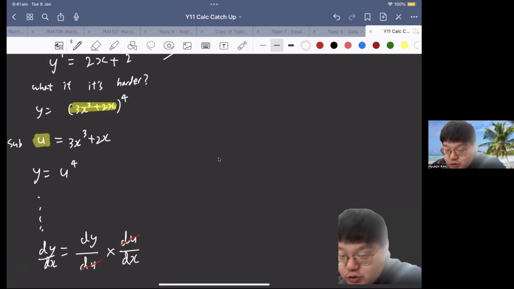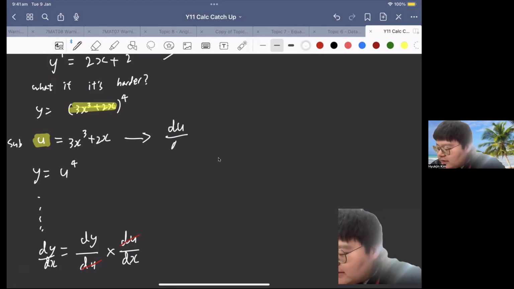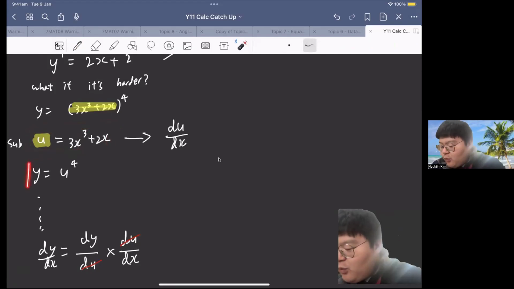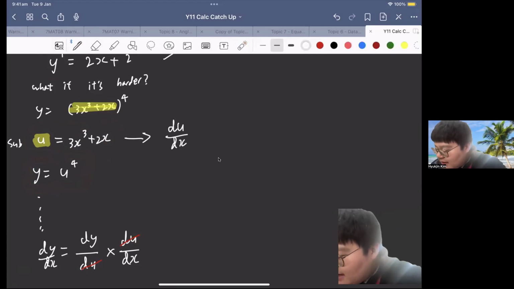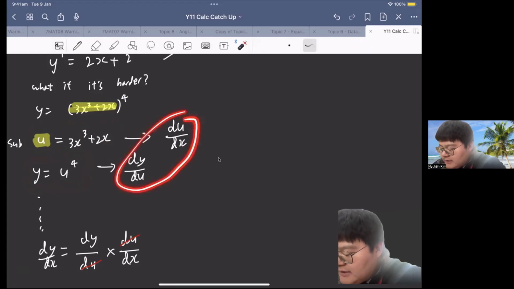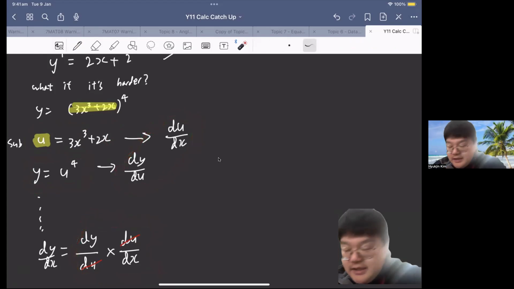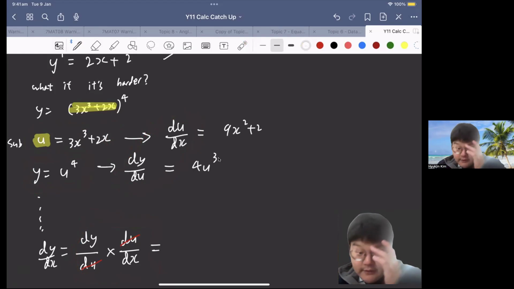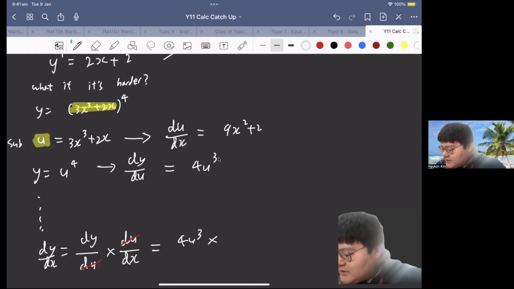But what is good is that from u, I am able to make du/dx, right? Because u can be differentiated in terms of x. What else do we know? y can be differentiated in terms of u. So what does that mean? We can get dy/du. Do we notice what we can make with this expression? du/dx would be 9x squared plus 2, and then dy/du would be 4u cubed. This means I can replace whatever I have here with 4u cubed times (9x squared plus 2).